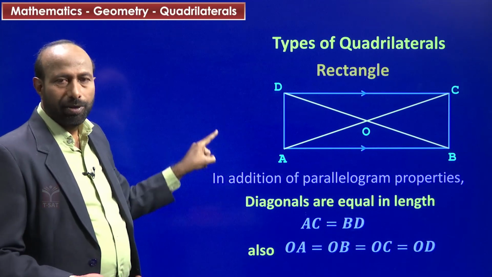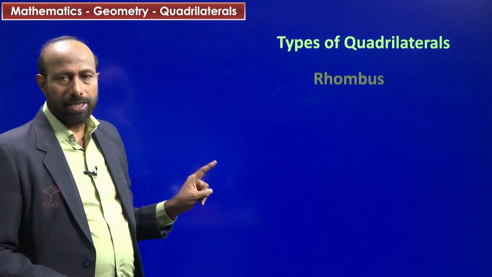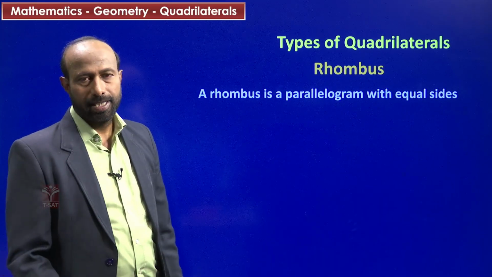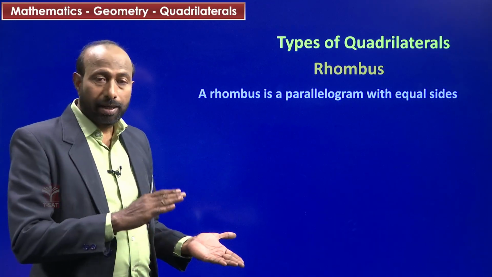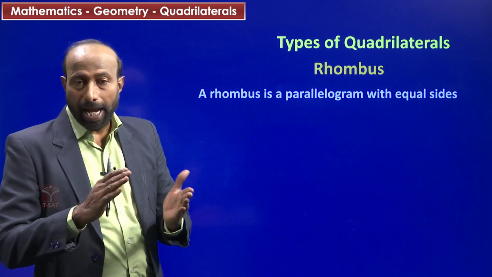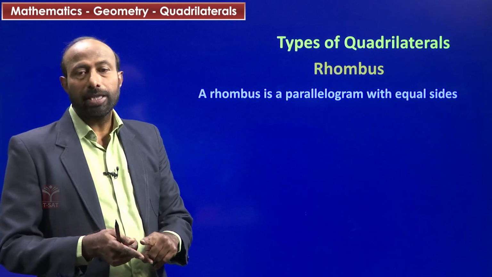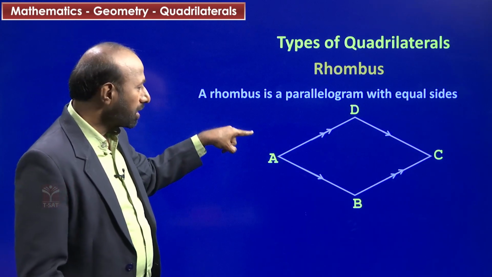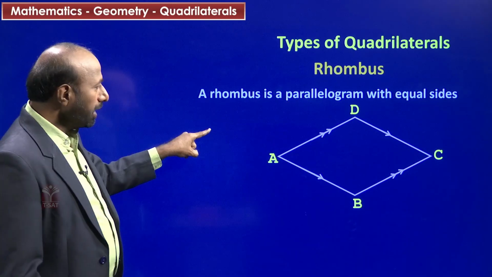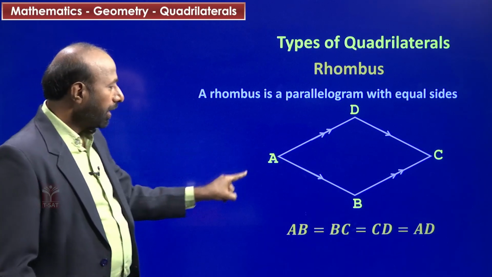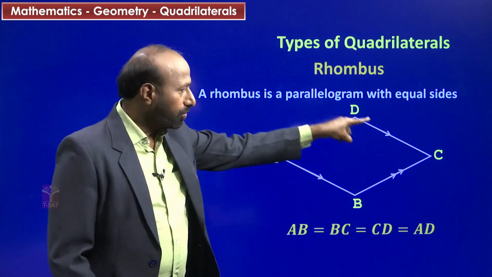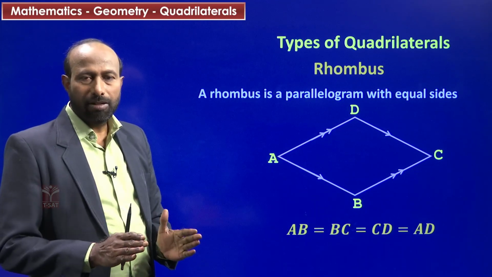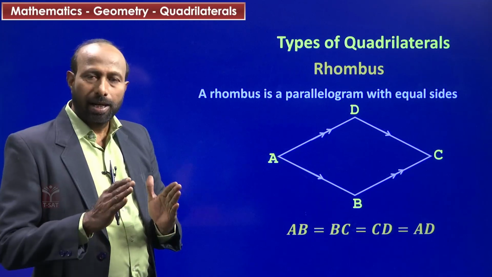The next type of quadrilateral is the rhombus. A rhombus is a parallelogram with equal sides, whereas a rectangle is a parallelogram with equal angles. So, here we can see the rhombus ABCD. In this rhombus, we have AB equals BC equals CD equals AD. So, if the 4 sides are equal, then the parallelogram is a rhombus.